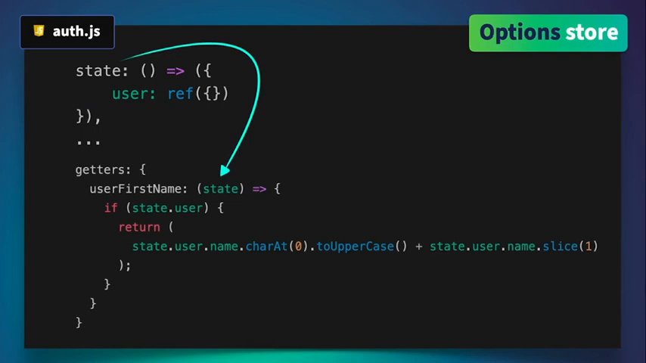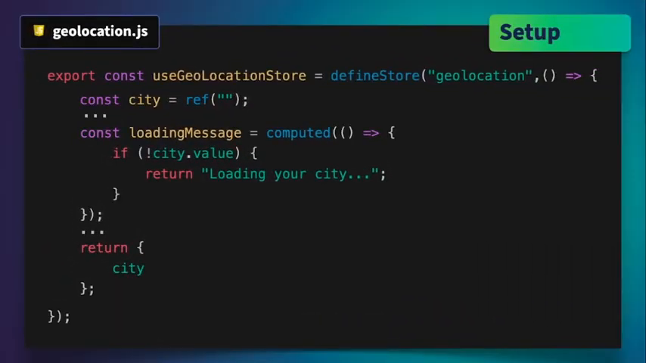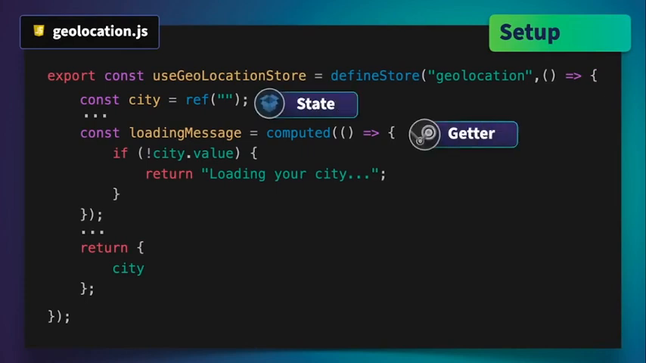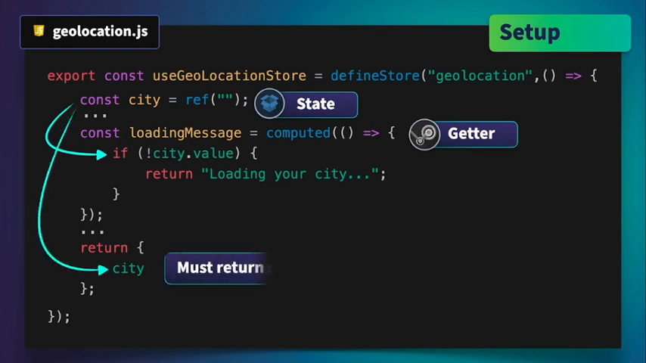In a setup store, for both actions and getters, we access the state property directly, just as we would within the setup function in a component using script setup syntax. We don't use this. In this example, the state property is a ref, so it's written as city.value. And remember, we need to return anything we want accessible outside of the store.